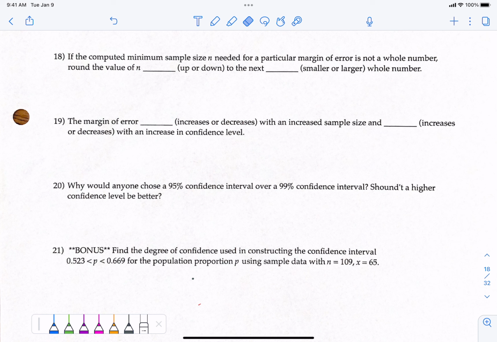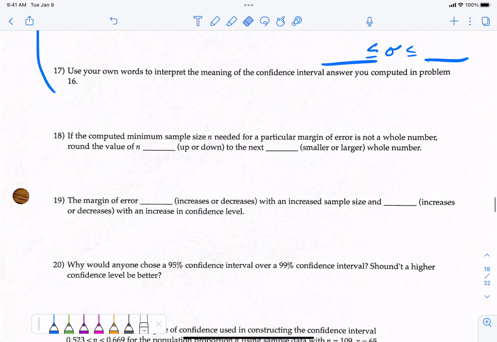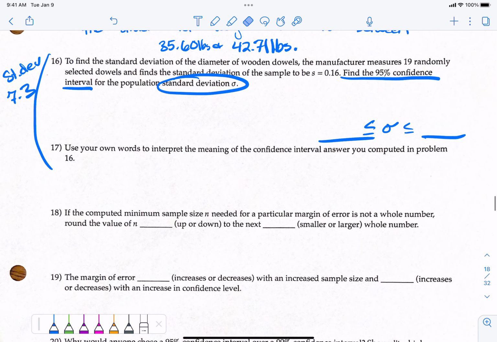I don't know what to label 16. Is it centimeters or to use on 17? On 17, to explain, I put between these values, but then there's no label because it says the diameter, but is it in, what is it measured in? Diameter of wooden dowels, 19 randomly selected dowels. I would just say units, because it doesn't say. Good question.